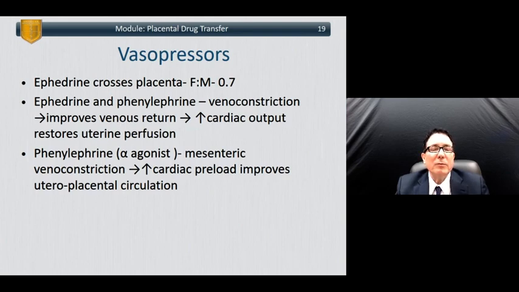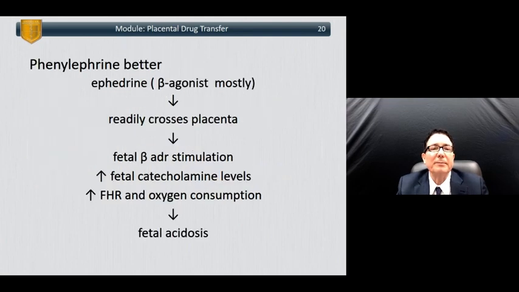Now, phenylephrine, which is the agent of choice that has been proven in many studies recently, causes mesenteric venoconstriction with increased cardiac preload, improving uteroplacental circulation. Now, why is phenylephrine better?